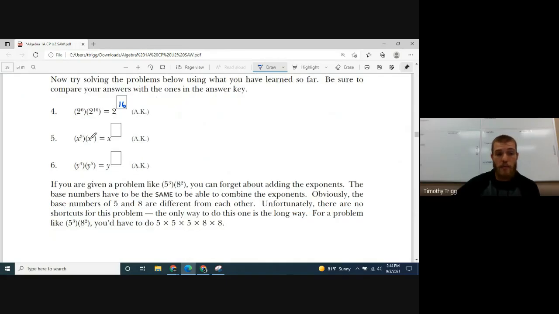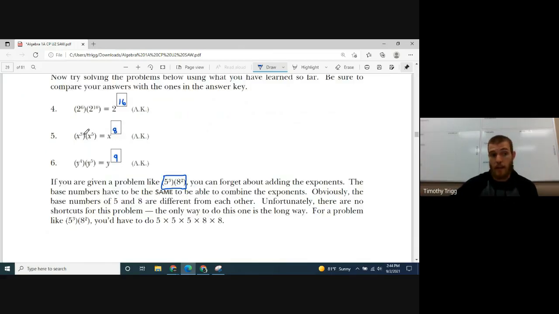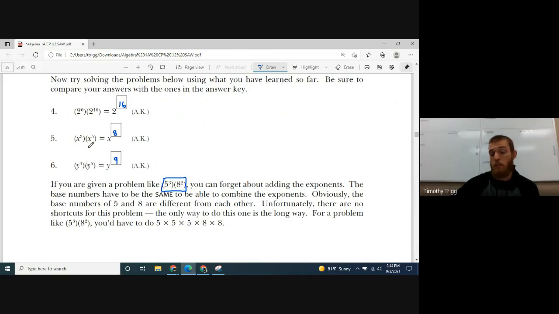X to the power of 3 times x to the power of 5, that's x to the power of 8. Y to the power of 4 times y to the power of 5, that's y to the power of 9. Now, it doesn't work in situations like this here. See, because these don't have the same base, right? This one has base 5 and this one has base 8. So you can't say, oh, that's something to the power of 5. That doesn't work that way. They have to have the same base, like these examples. But it should make sense, right?